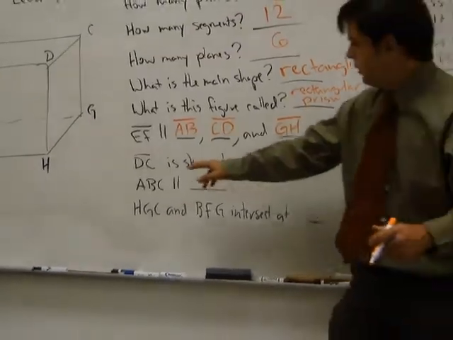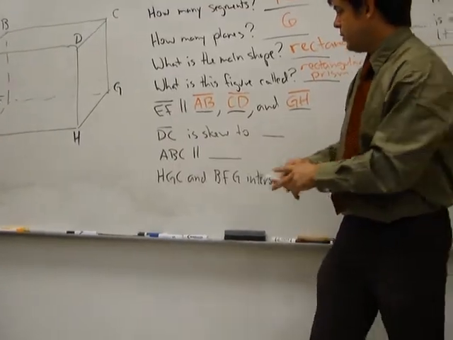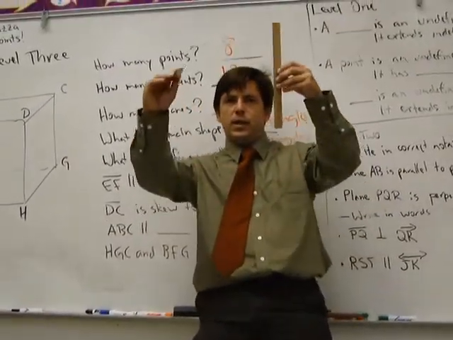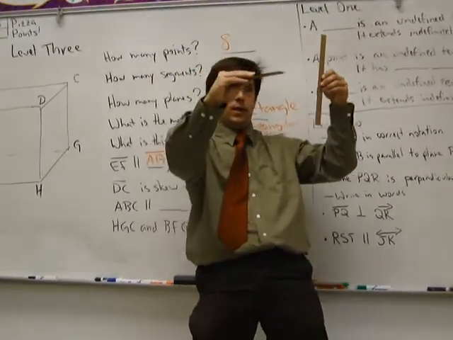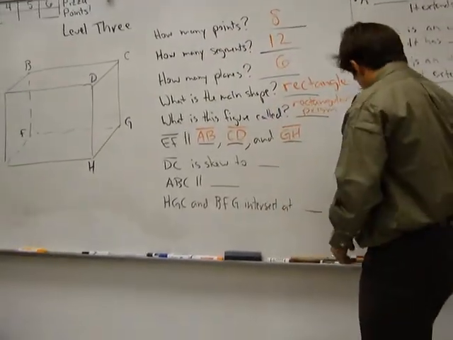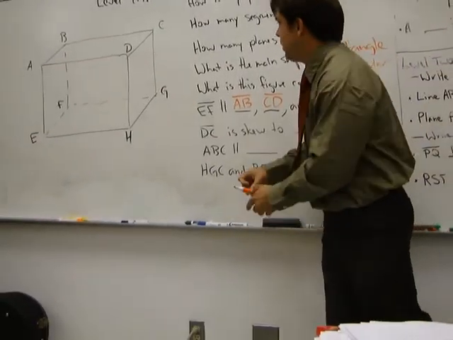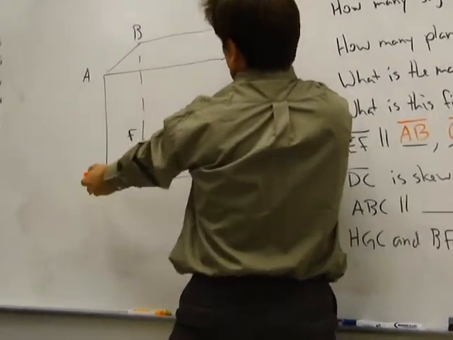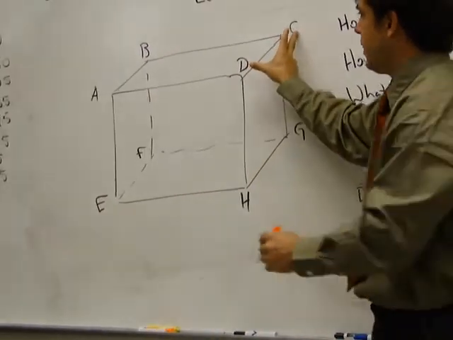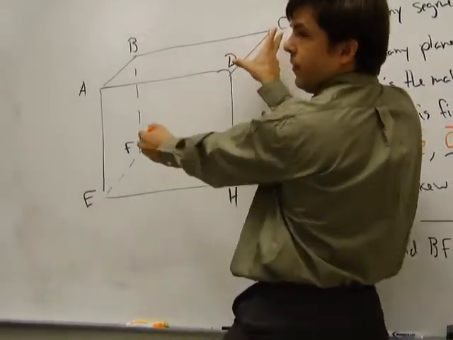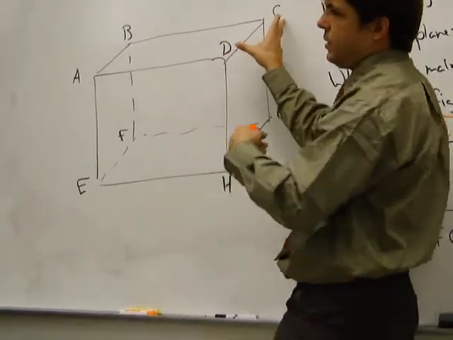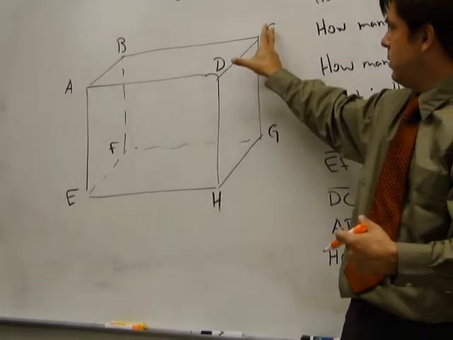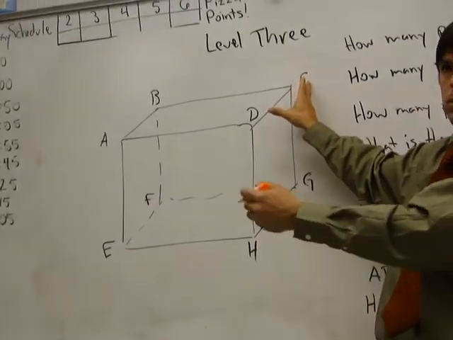Now it says segment DC is skew to. So there's going to be more than one answer. I only want one. But remember, skew just means going different directions and not touching. AE. So let's validate here. DC is skewed to AE. True or false? True. Good. How about FG? True or false? True. They don't touch and they go different directions. That's what we're looking for. Can anyone name another one? EH. Yes.